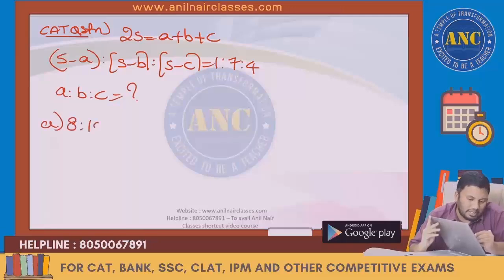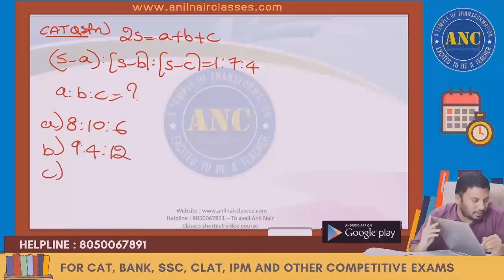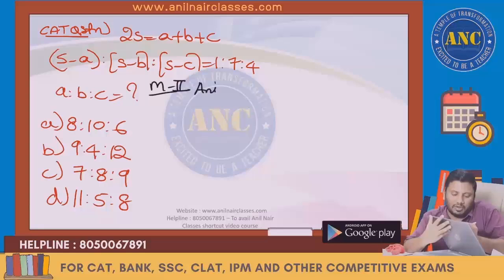Options: 8:10:6. Second option, 9:4:12. Third option, 7:8:9. Fourth option, 11:5:8. Anil Nair's way of solving. 5 seconds. Anil Nair's way of solving.